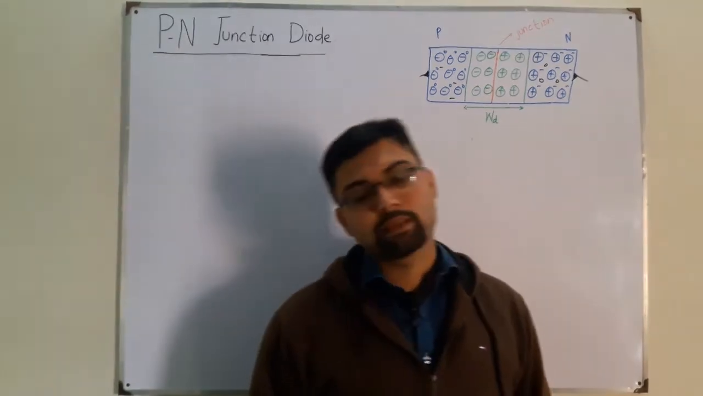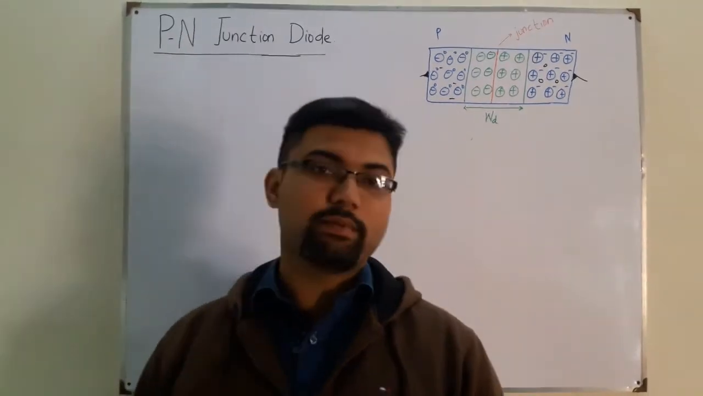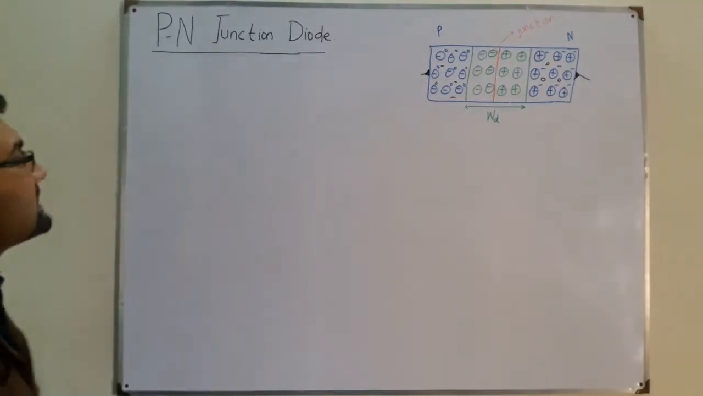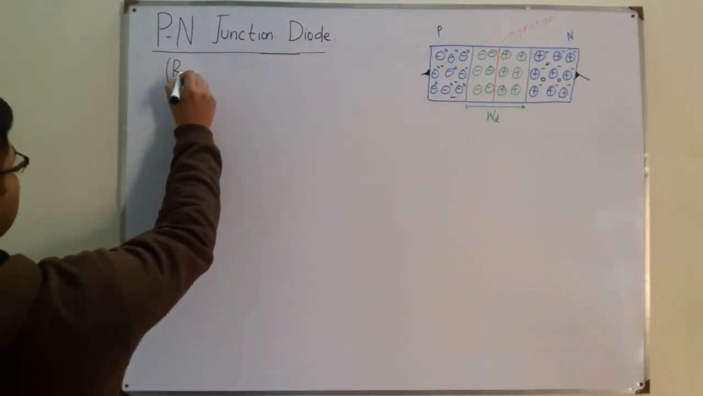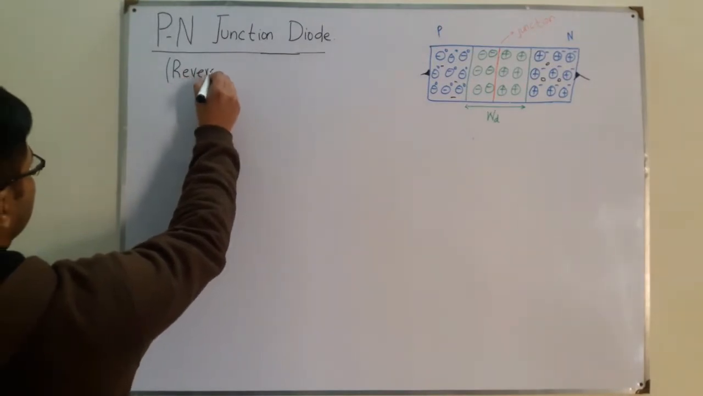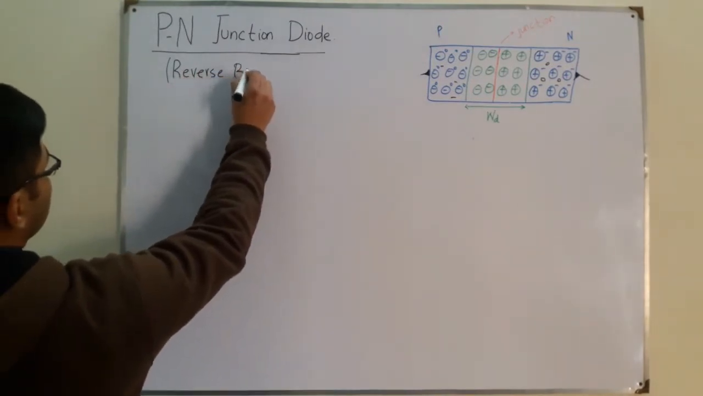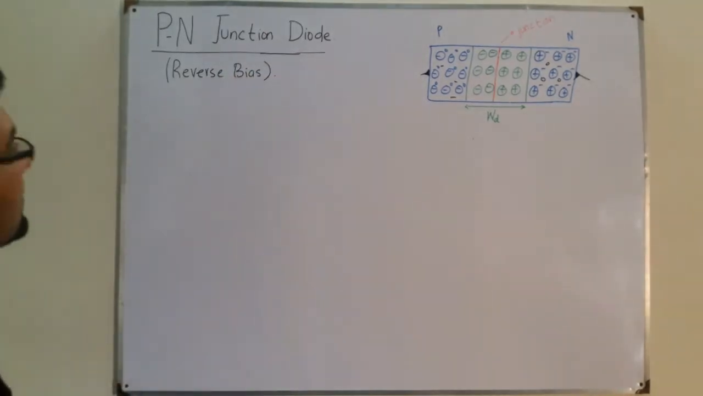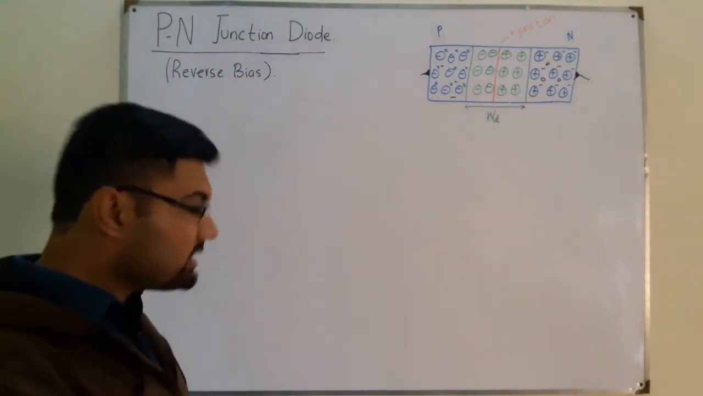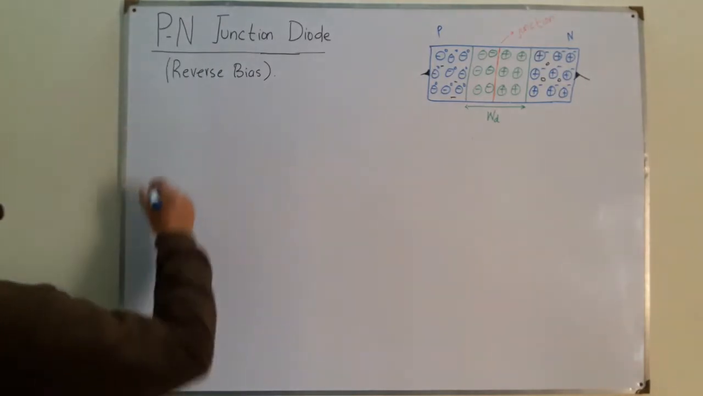Salaar Khan here. And the last case of the PN junction diode, in which we see the reverse bias condition. We've seen the no bias condition. We've seen the forward bias. We see the reverse bias now. In reverse bias, what happens?